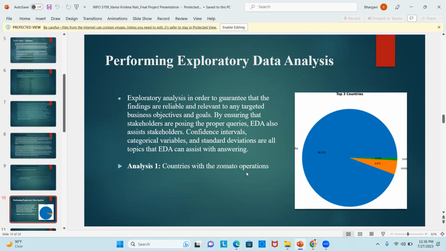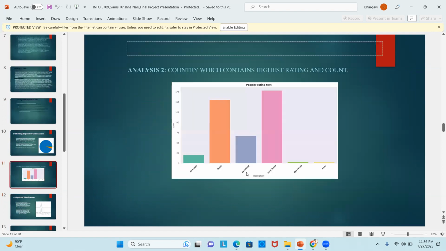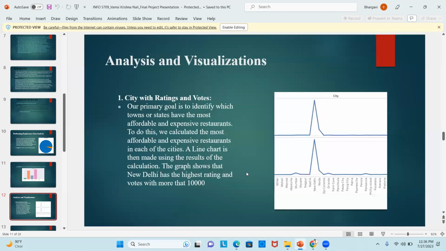Analysis 1, the countries with Zomato operations, as you can see in the bar graph that was shown. Analysis 2, the country which contains the highest rating and count. As you can see, average, good, and excellent were the popular ratings for this, and also you can see the poor one.